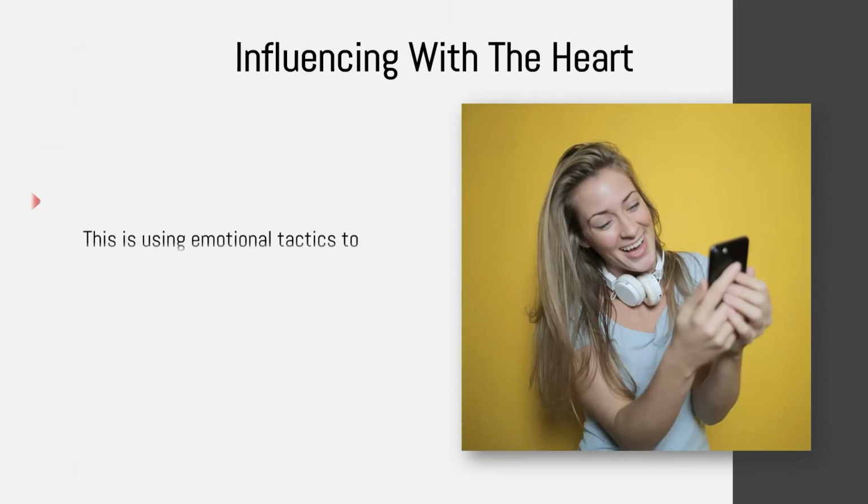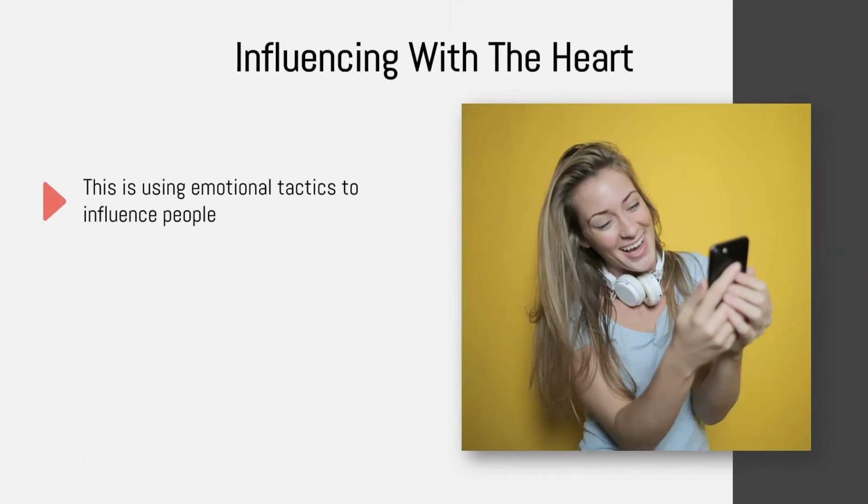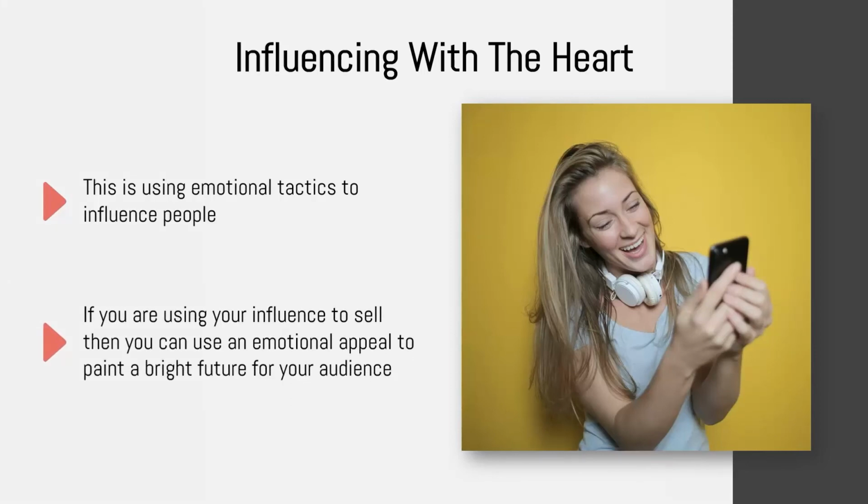Influencing with the heart. This is using emotional tactics to influence people. Appealing to emotions is used more often than the other 2 tactics. Master influencers know that stirring the emotions of people is very powerful and more likely to get them to agree to do what you want more than anything else. If you are using your influence to sell, then you can use an emotional appeal to paint a bright future for your audience. They will be happier and wealthier if they follow you. You use proof and facts to support your case, but it is the emotion that will sway people in the end. Tugging at people's heartstrings is a proven way to influence.